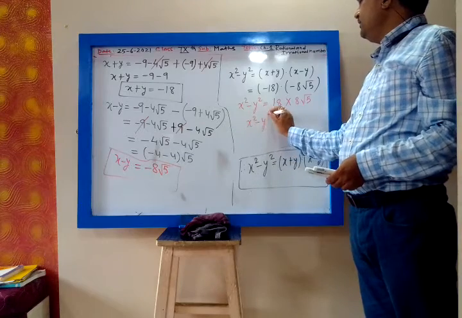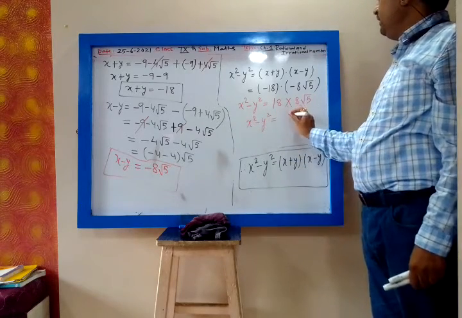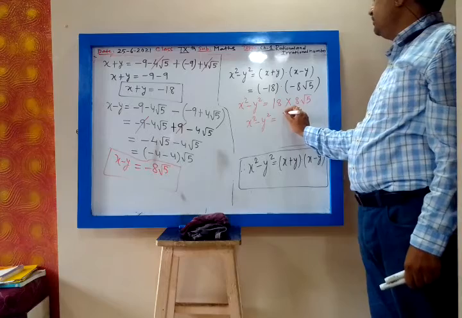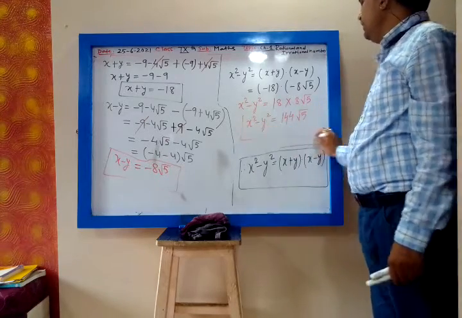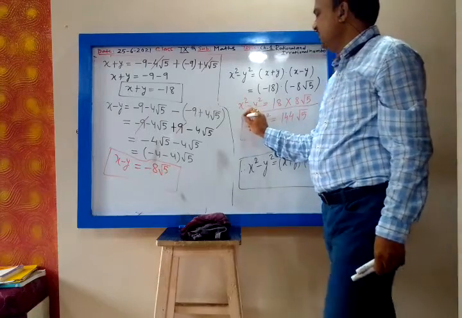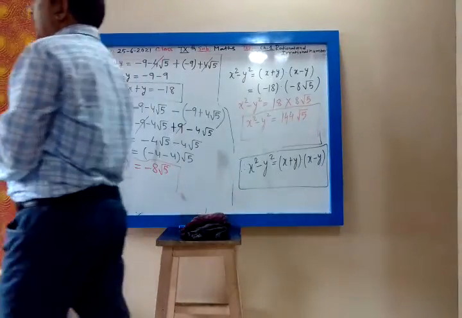X square minus y square is 18 into 8. 8 eights are 64, 8 plus 6, 14. 144 root 5. X square minus y square value is 144 root 5.